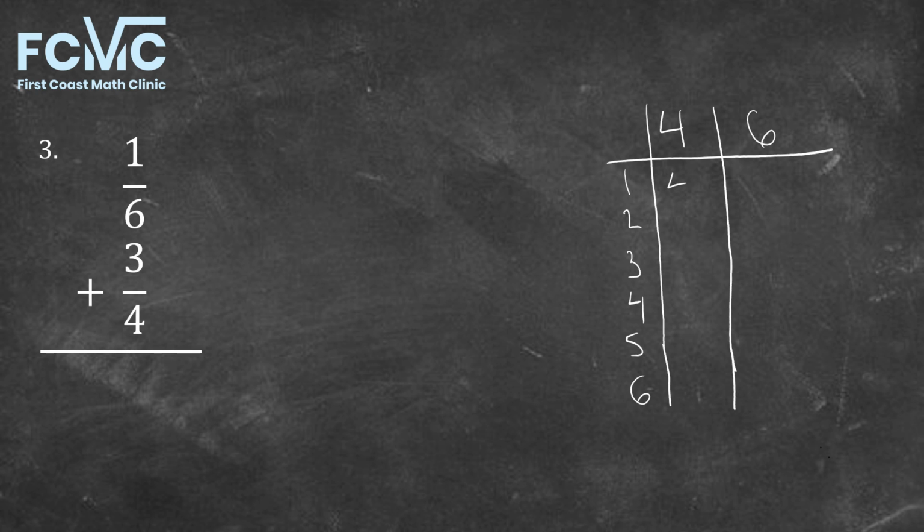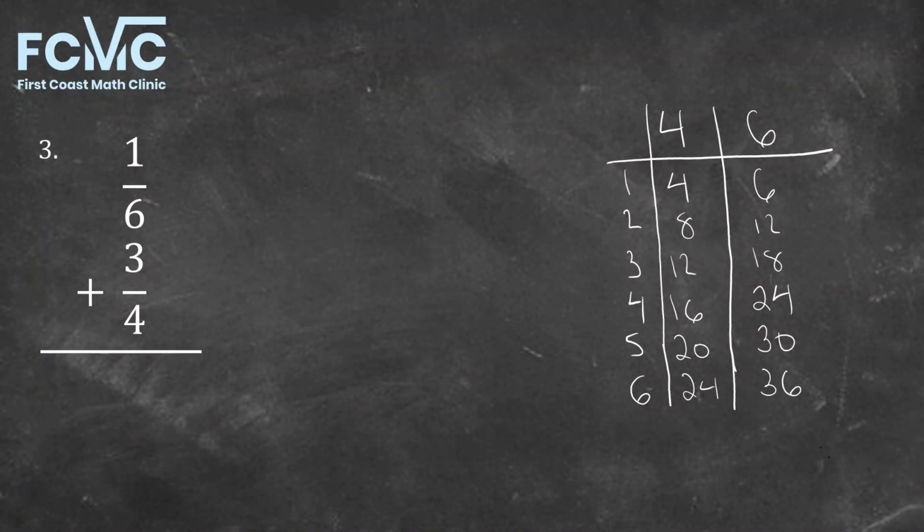So our multiples for 4 are going to be 4, 8, 12, 16, 20, 24. Multiples for 6 are going to be 6, 12, 18, 24, 30, 36. Well, what's the smallest number they have in common? Smallest number is going to be 12 and 12.